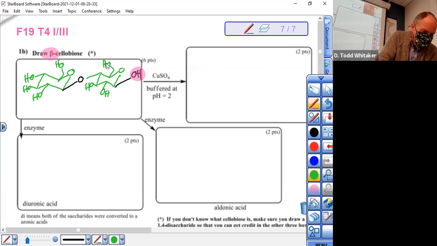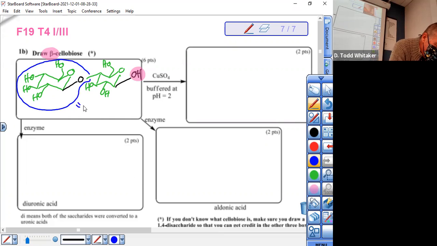Now, the reaction of copper sulfate is an oxidation reaction of either the Fischer aldehyde or the ring hemiacetal. The acetal does not react. So I only want to see that this thing became a carboxylic acid, not a carboxylate when it's pH 2. So why don't you save yourself a little work and make that R. You'll probably be able to use that twice.